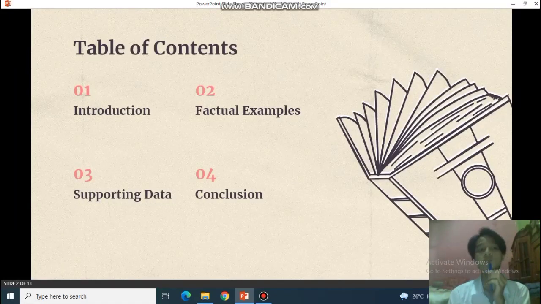As usual, there is a table of contents. There are four contents that I'm going to present to you guys today, and as usual, this presentation will be divided into two parts. The first part will cover the first and the second content, and the second part will cover the rest of the presentation, including supporting data and conclusion and closing as well. So without any further ado, let's jump to the topic.